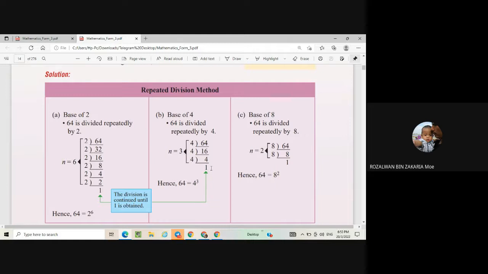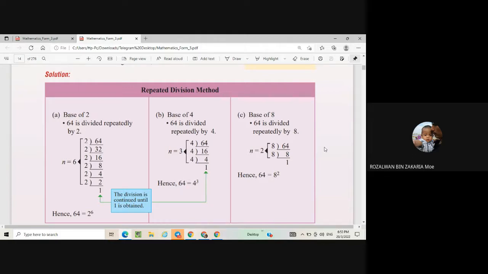Then you stop here. So you get the answer, which is 64 equals 4 power of 3. 3 here is the index or exponent, or how many times 4 has been multiplied by itself. So from here you will get that 4 needs to be multiplied 3 times by itself: 1, 2, 3. That's why here n equals 3. So the answer is 4 power of 3 equals 64.